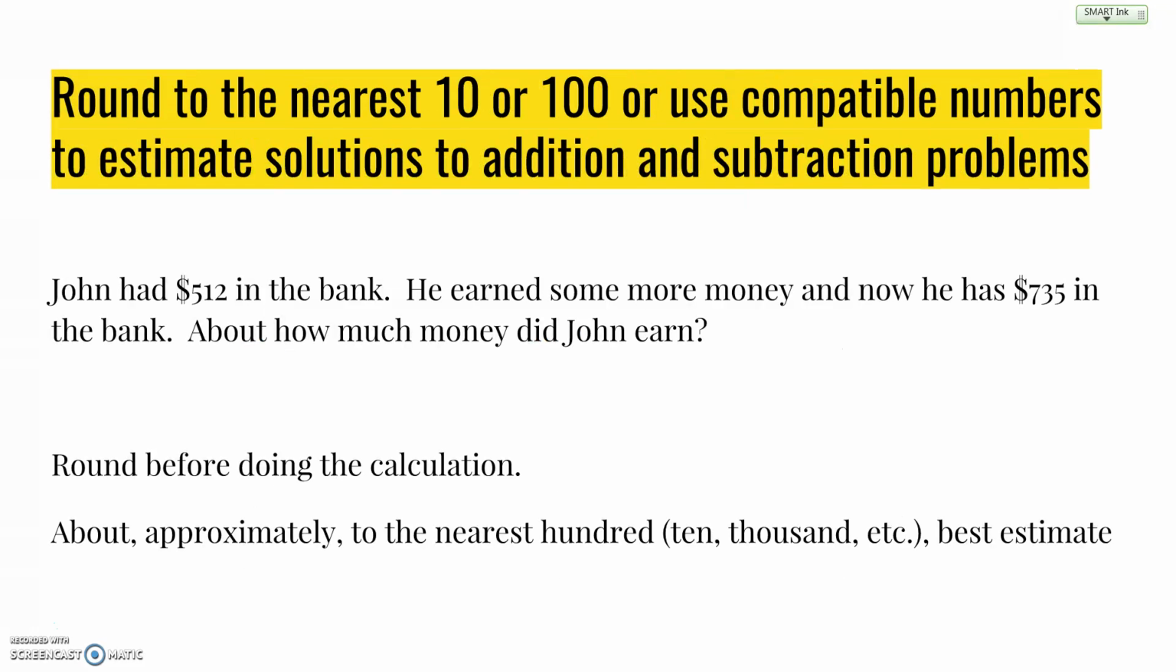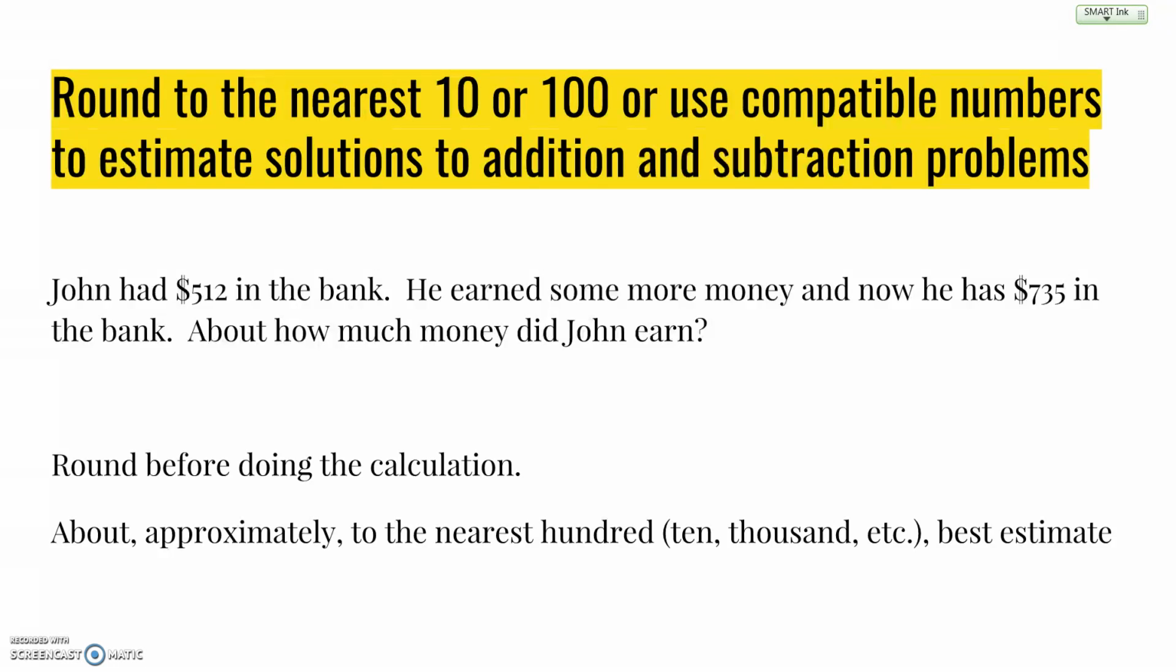So once they understand the concept of rounding and they've had some practice with it, then they're going to round to the nearest 10 or 100 or use compatible numbers to estimate solutions to addition and subtraction problems. For instance, John had $512 in the bank. He earned some more money and now he has $735 in the bank. About how much money did John earn? And since it says about, I know I'm looking for an estimate, a number that is close to the exact amount, but not necessarily the exact amount that John earned.